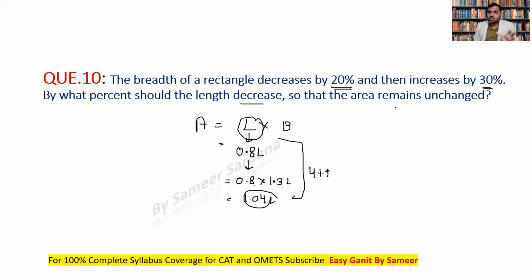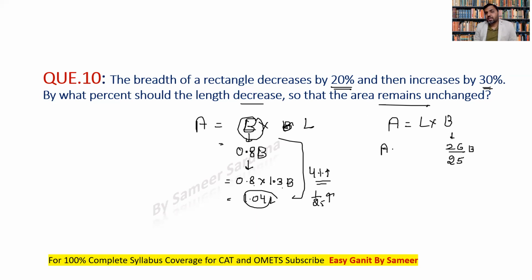I want the area to remain constant, I don't want to change the area. So by what percentage should the length decrease? Okay, so this is breadth, this is not length, this is breadth. The breadth has been changed, not the length. So we can see that area of the rectangle is L into B. Now this is increased by 4%, as you can see. 4% is 1 by 25. So this gets increased by 1 by 25, that means the new width is 26 by 25 of the old width.